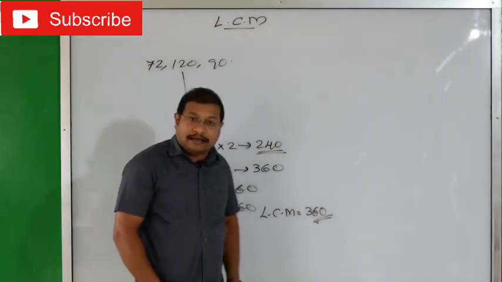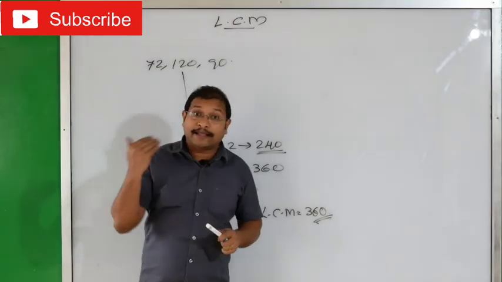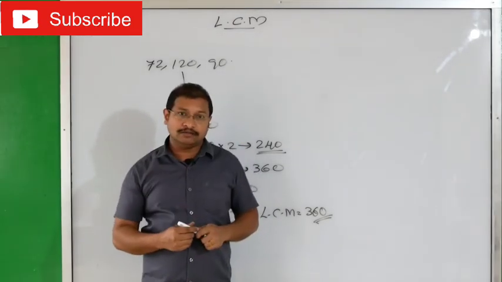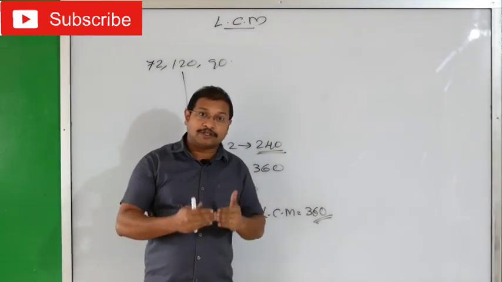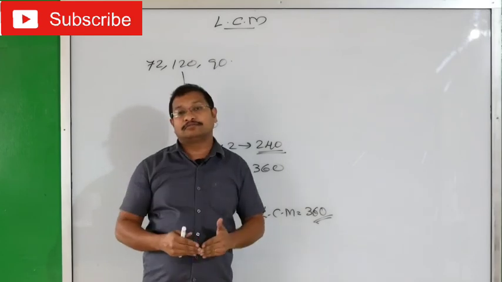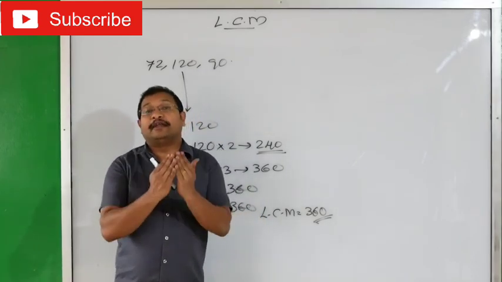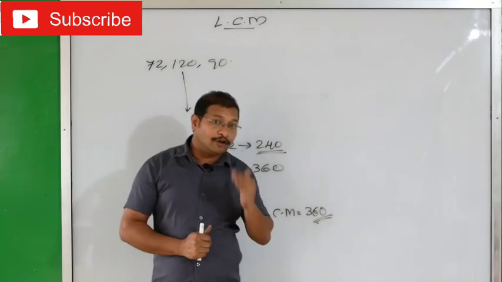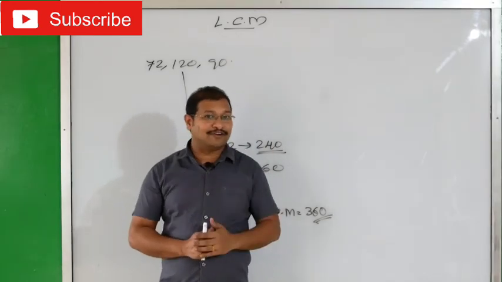So to find out the LCM, what do you want to do? You take the biggest number and try to take the multiples 1, 2, 3, 4, till the number which you can divide by all the smaller numbers. You are using this method to save your time.